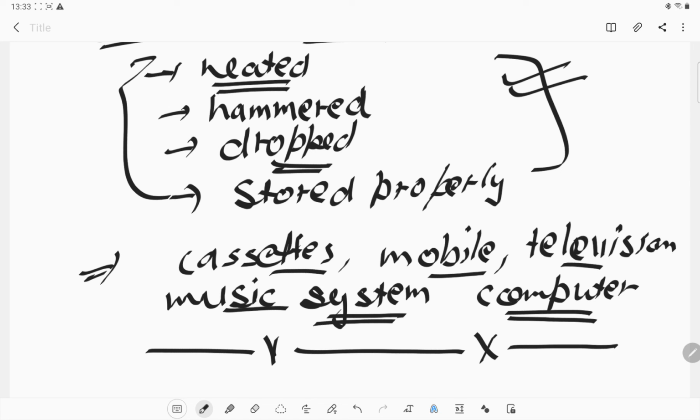So this is what is in this chapter, guys. I hope you understand all these concepts.